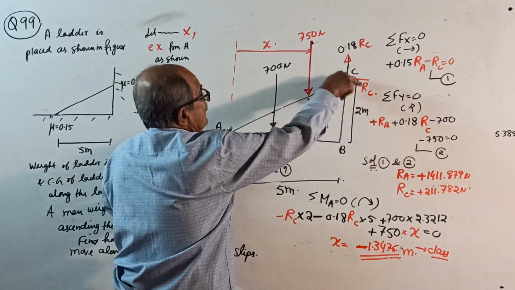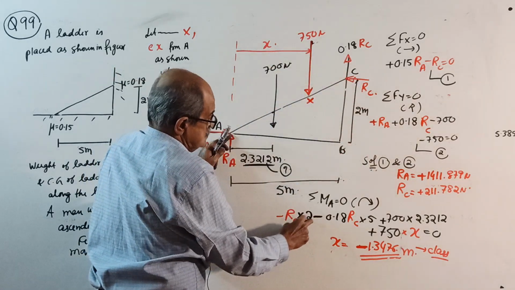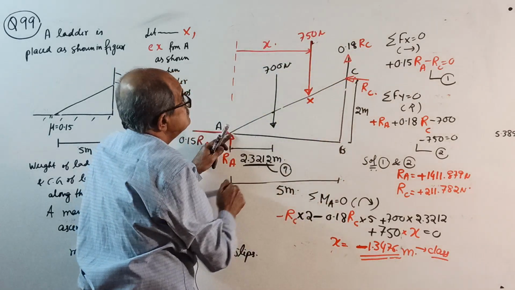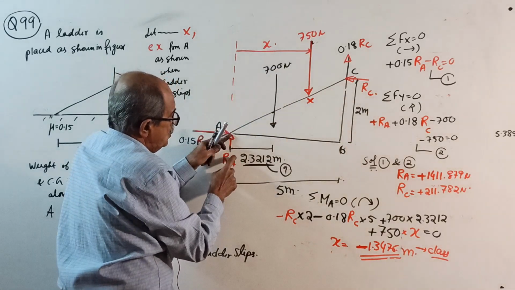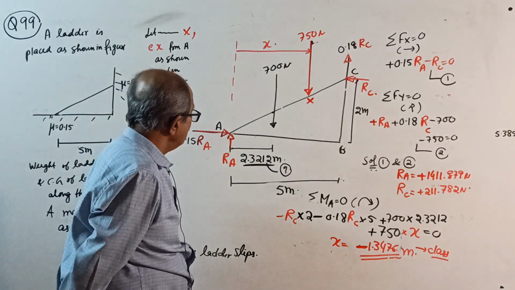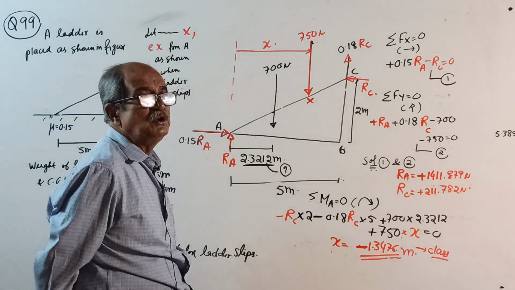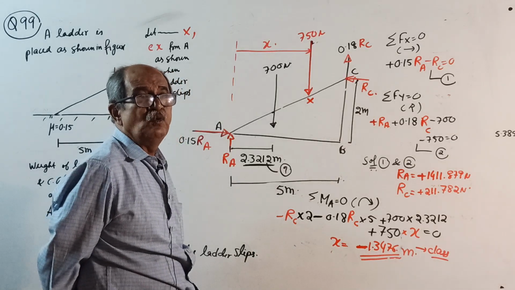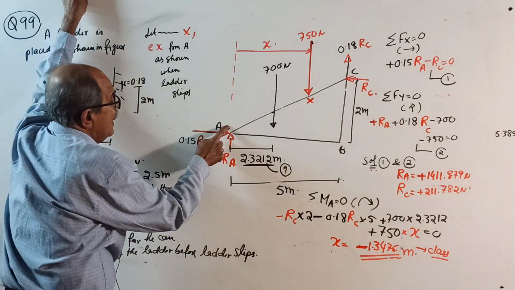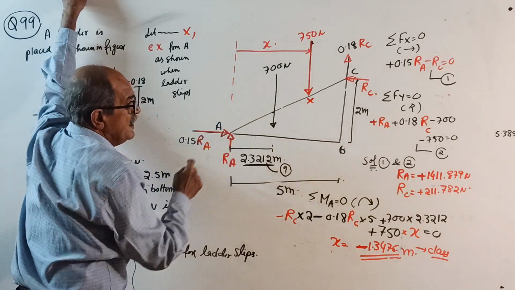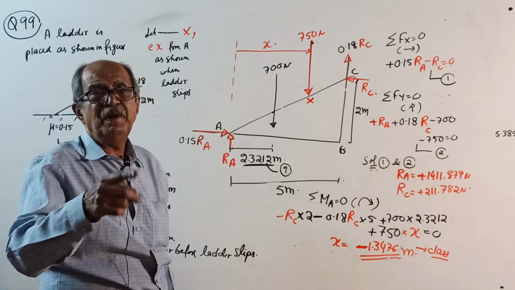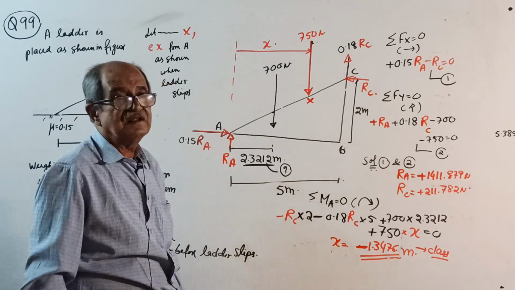Minus RC into 2 minus 0.18 RC into how much? 5, plus 700 into 2.3212. Somebody will ask, sir, how you got that 2.3212 meter? Sir, it is 2.5. Why 2.5? Sir, they told at 2.5. That is 2.5 along the ladder. This is not 2.5. Sir, then how you got it? You use your mathematical technique and get this answer.